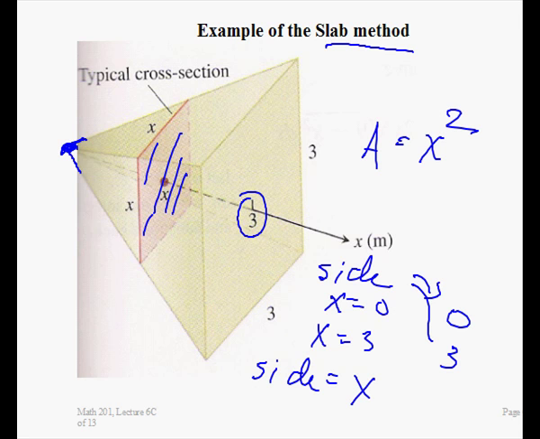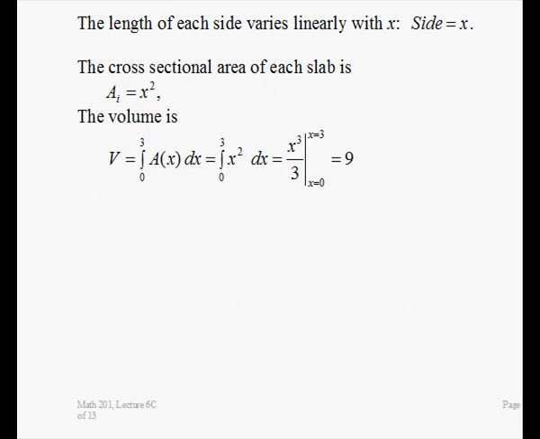So area is the side squared, so it's x squared because it's a square. And this slide just has written what I was trying to say in the other case. The length of each side varies linearly with x, so the side equals x. The cross-sectional area of each slab is a square, so the cross-sectional area is x squared. The volume is the integral from 0 to 3 of the cross-sectional areas by dx. Okay, 0 to 3, x squared dx, use the power rule, and you get an answer.